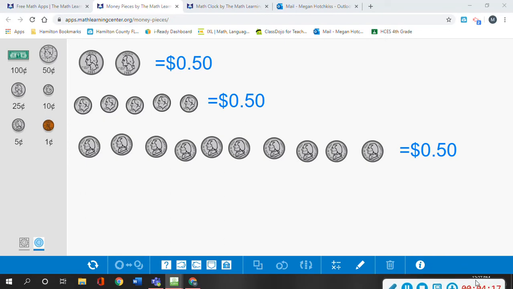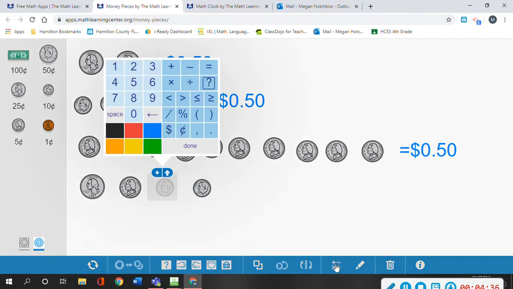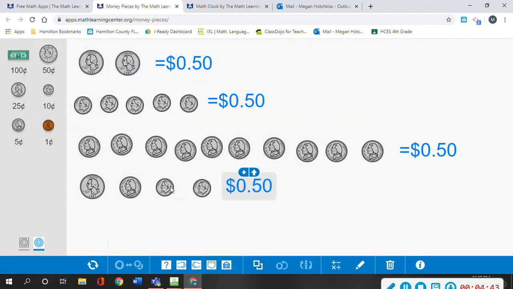There's no way to do that. Anyway. We could also do it by mixing some of these coins together. Like say I had a quarter, a nickel, and 2 dimes. That would equal 50 cents. 25, 30, 40, 50. What's another way we could do it?